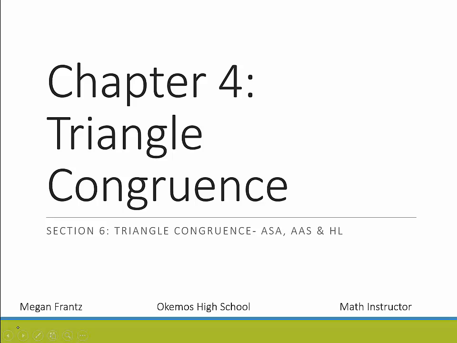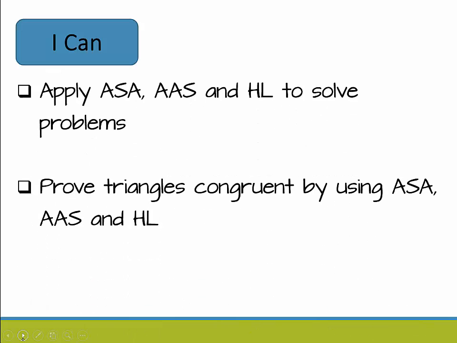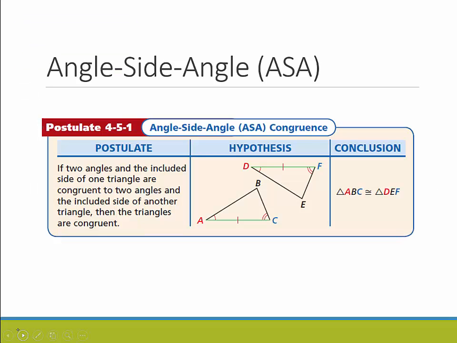Chapter 4, Section 6 is on more triangle congruent stuff, but we're going to learn 3 new shortcuts. So by the end of this lesson, you should be able to apply these 3 new shortcuts to solve problems, and you should be able to prove triangles are congruent by using these 3 new shortcuts. So what are they?